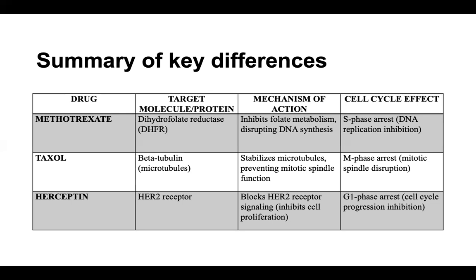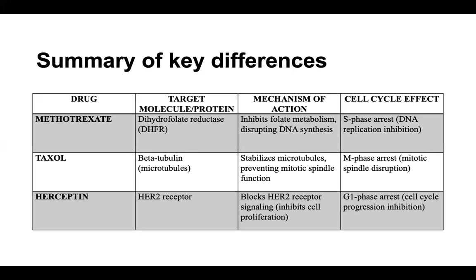Next, Taxol: its target molecule or protein is beta tubulin, which is the building block of microtubules, and its mechanism of action is it stabilizes microtubules, preventing mitotic spindle function. This mostly affects the M phase of the cell cycle, which leads to an M phase arrest, which mostly disrupts the mitotic spindle.